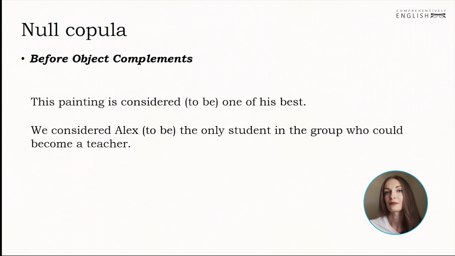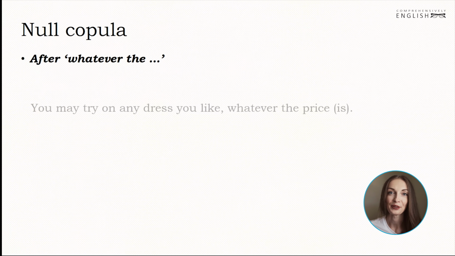Other verbs that at least sometimes allow this omission might be judge, declare, believe, appoint, find, and think, when they express somebody's opinions or beliefs. We can drop the verb be after whatever the. For example, you may try on any dress you like, whatever the price is. Or you may try on any dress you like, whatever the price. I'm sure you noticed that the verb to be and articles are usually omitted in headlines and titles, just to make them more concise.